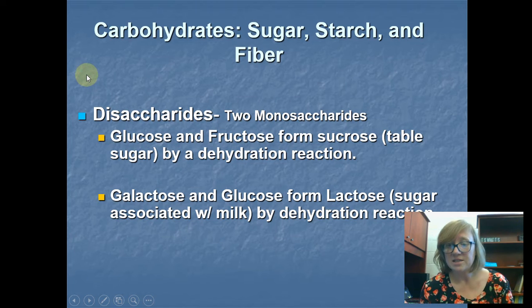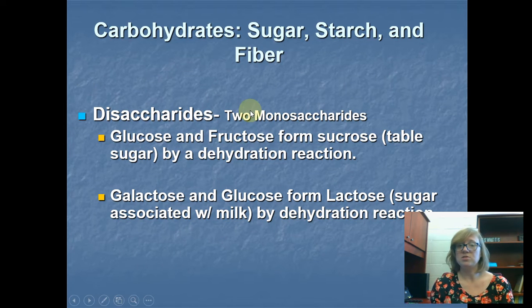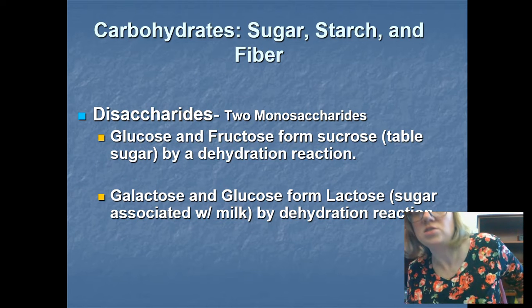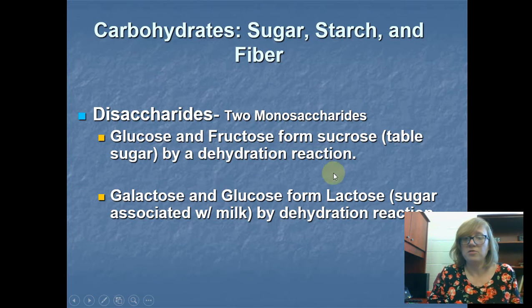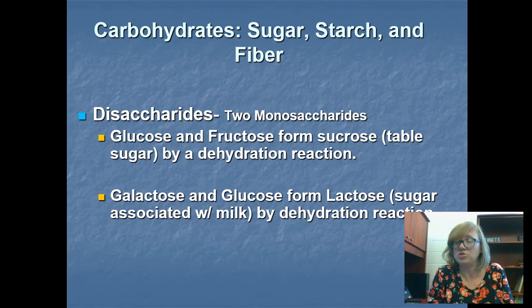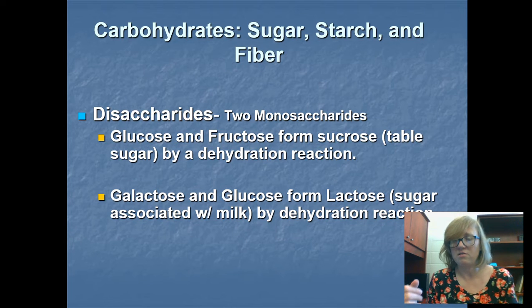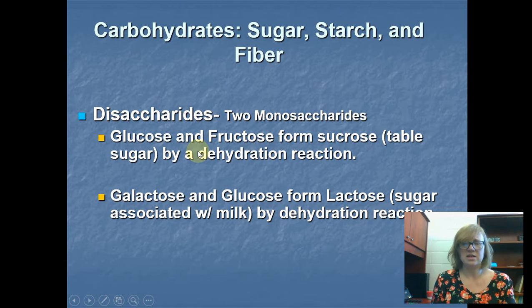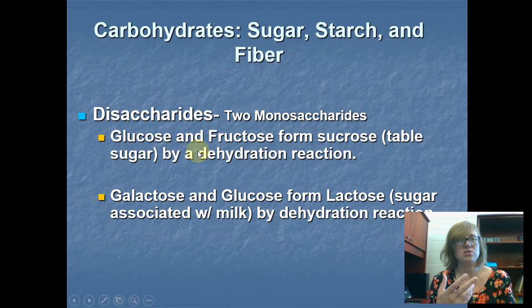Next, we come to disaccharides and disaccharide examples. Those are 2 monosaccharides, so 2 simple sugars put together. Glucose and fructose together form sucrose. That's the sugar you get in the bag, the white sugar that you use to bake things with. That's the sugar in a lot of our foods. And that's formed by something called a dehydration reaction. Let's think about what something that's dehydrated is like. It's dry. There's no water.